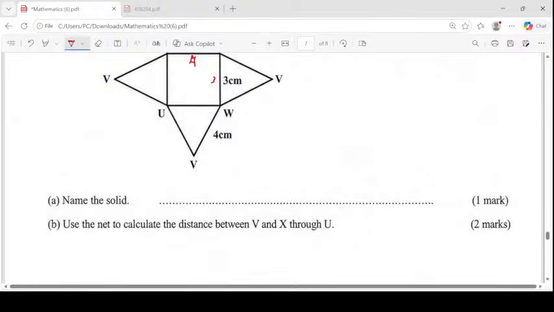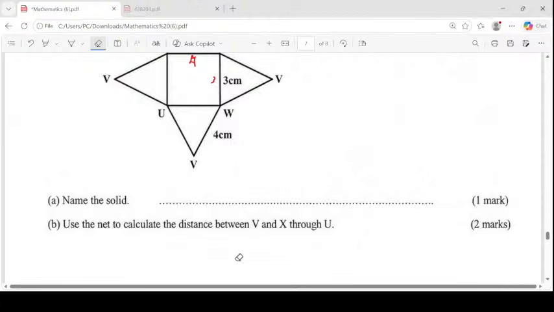The name here is rectangular... Sorry for that. This is a rectangular based pyramid, ladies and gentlemen. I'm seeing so many people following this big lesson, and I hope you are learning. Thank you a lot.